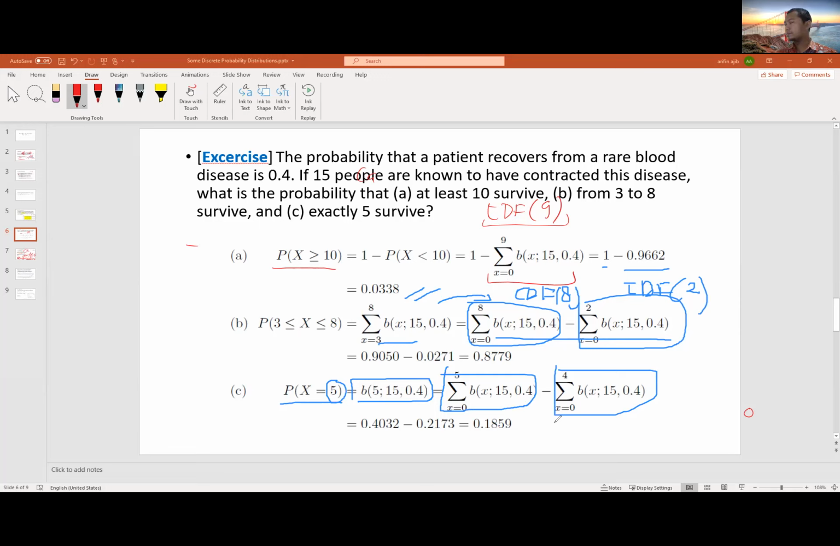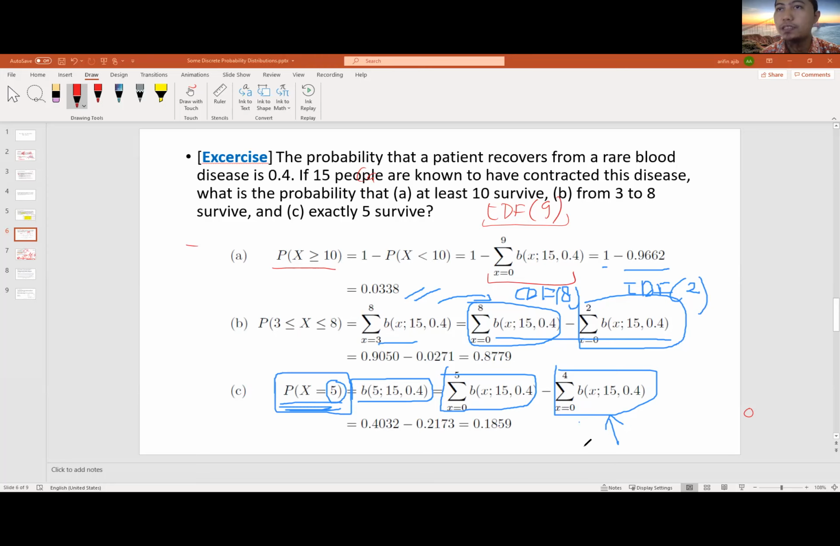Any questions? Sorry, sir, but why minus 4? You mean this one? Yes. We are computing what? The probability of exactly 5 surviving. Exactly 5, not less than or equal. Oh, okay. Okay, only at 5, not CDF.